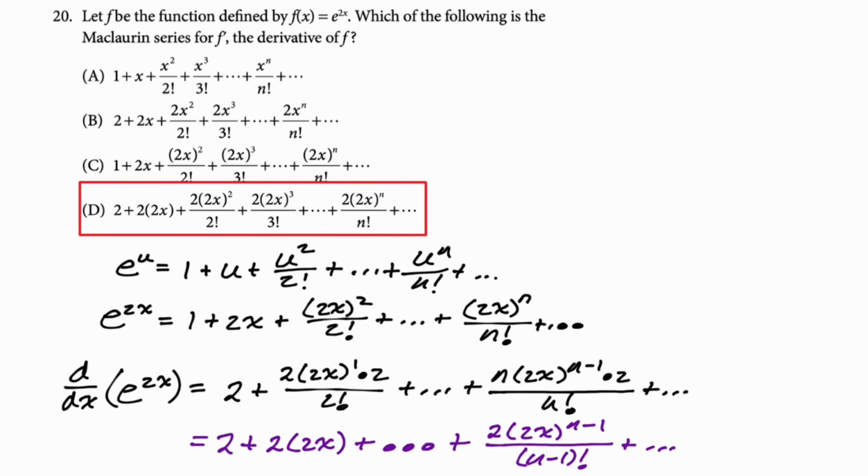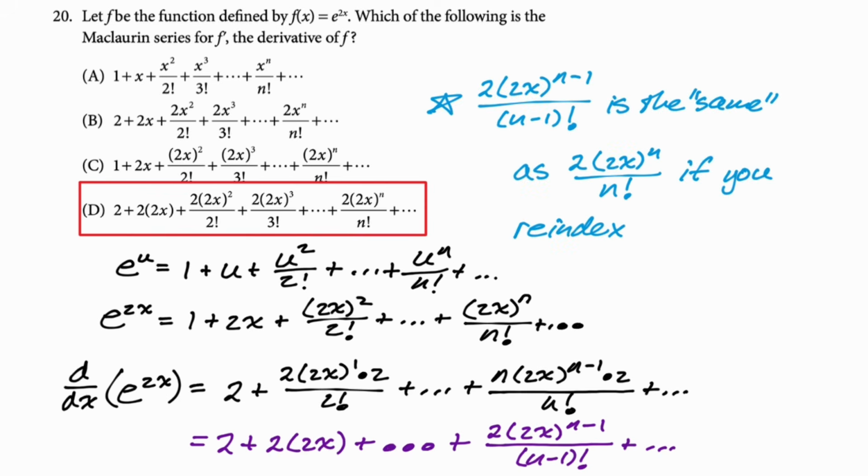So I'm going to pick D, although I do want to explain a little bit why. Basically what happens is 2 times the quantity 2x to the n minus 1 over n minus 1 factorial is, quote unquote, the same as 2 quantity 2x to the n over n factorial, if you just re-index the thing. It's up to the reader to figure out where you're starting this or how to use your nth term. You could have 2 quantity 2x to the n minus 10 over n minus 10 factorial. That would also be fine. That would be super weird. Don't do that. But that's what we're doing here. So the answer is D.